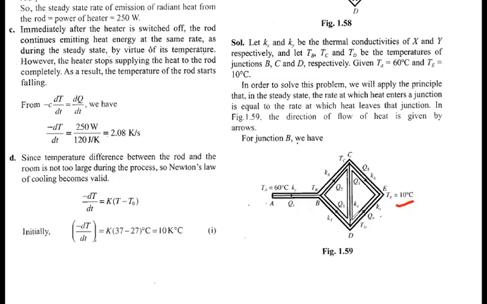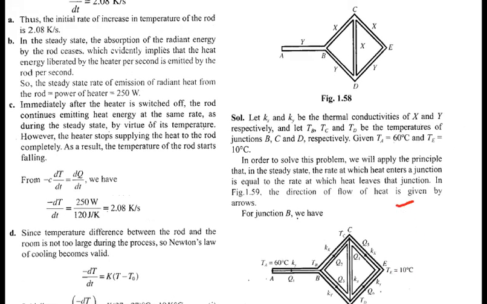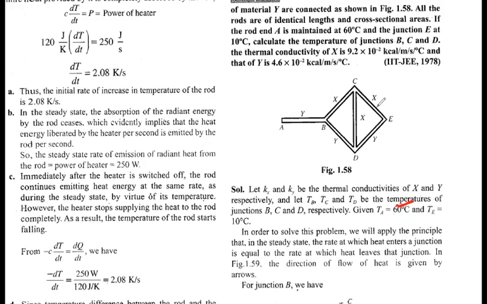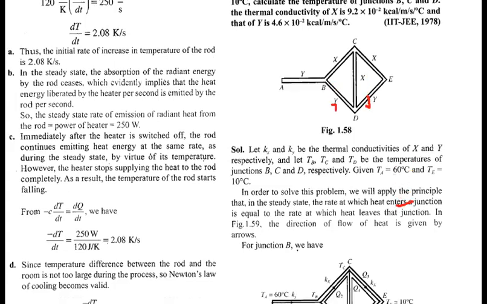Here Q3 and Q4 should meet to give this Q6. But as we said, it totally depends on the K of BC, CE, BD, and DE. If the length is same and the conductivity is also same, then the same amount of heat will be transferred. Yes or no? So this is the concept that we discussed.